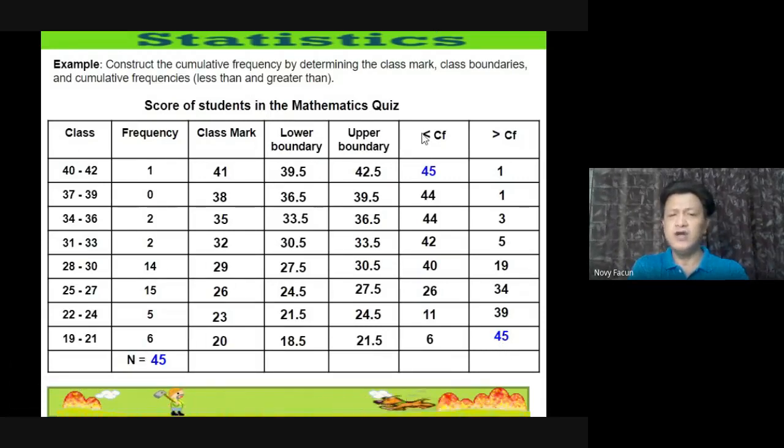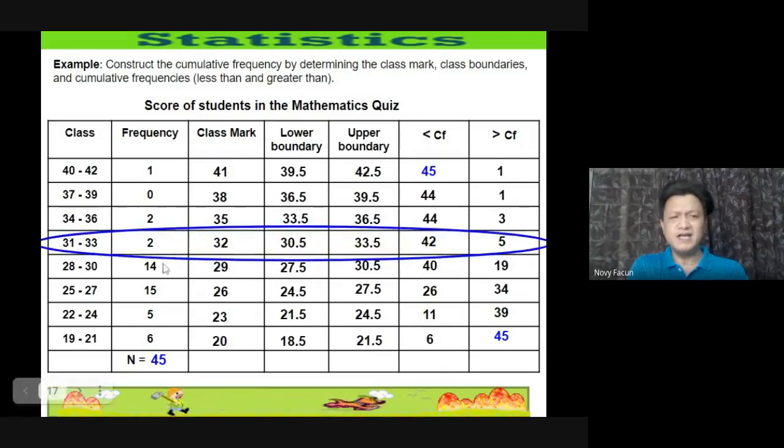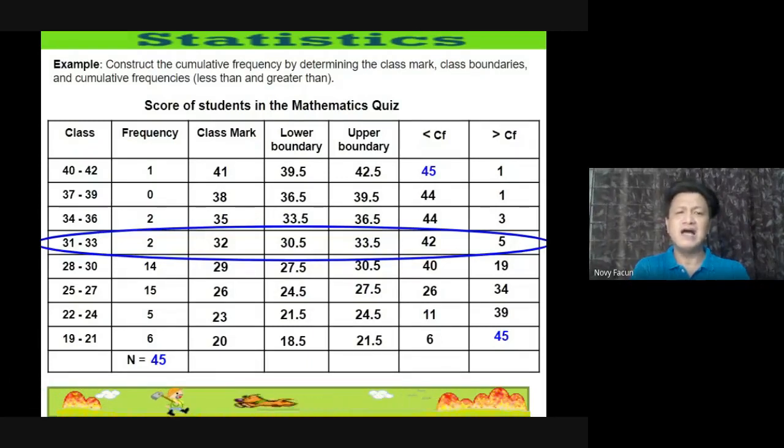Okay. Ganun kung paano mag-check. Okay, kung papansinin natin ito, bakit ko nilagyan ng circle? Okay, take note. So, paano ba tayo mag-interpret? Take a look at the encircled row as our reference. Diba yung class mark natin dyan, 31 to 33. And that is, i-add natin, divide by 2, 32 yon.